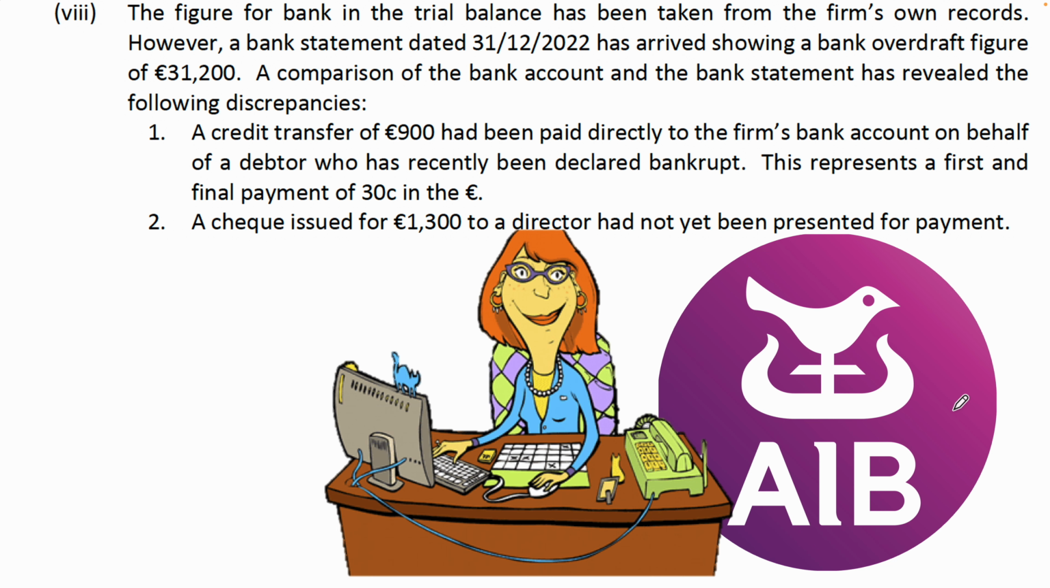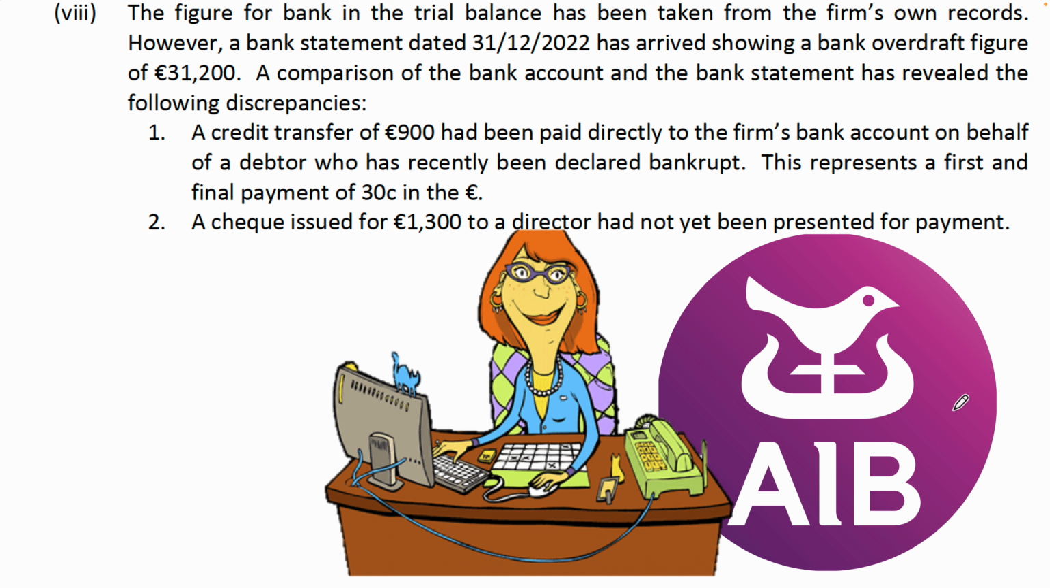Next, we have adjustment number 8. So this is our bank adjustment. It says the figure for bank in the trial balance has been taken from the firm's own records. However, a bank statement dated the 31st of the 12th, 2022 has arrived showing a bank overdraft figure of €31,200. A comparison of the bank account and the bank statement has revealed the following discrepancies.